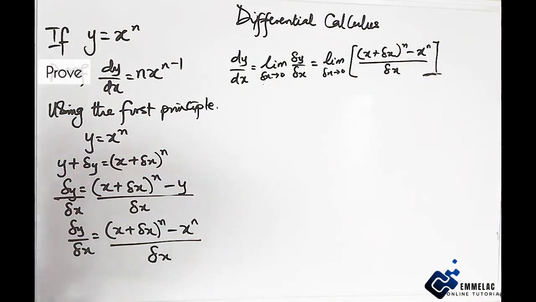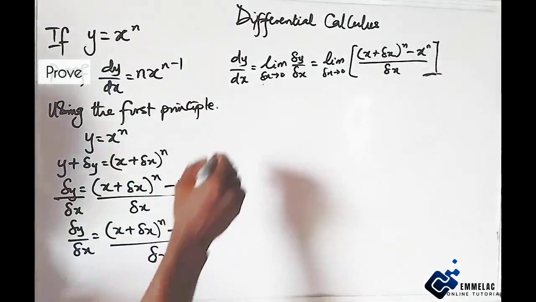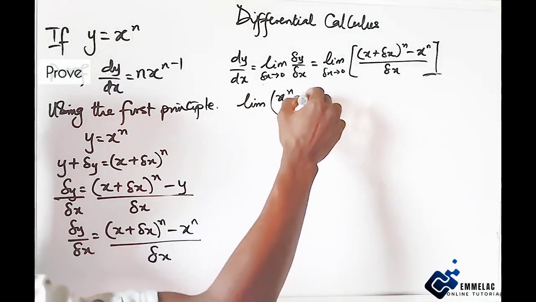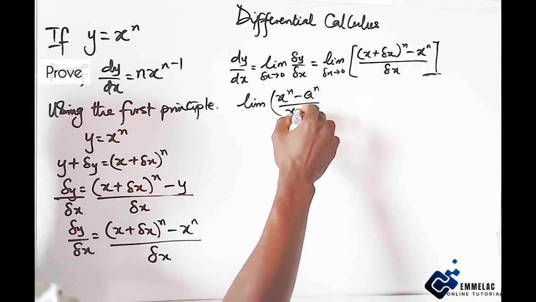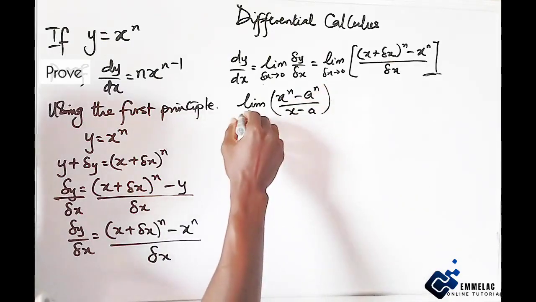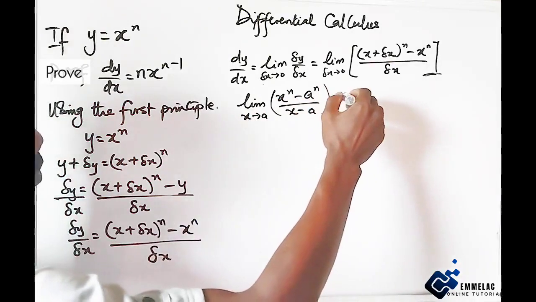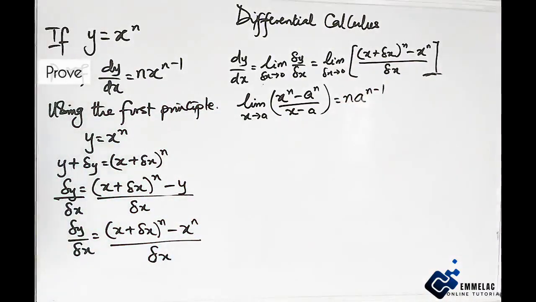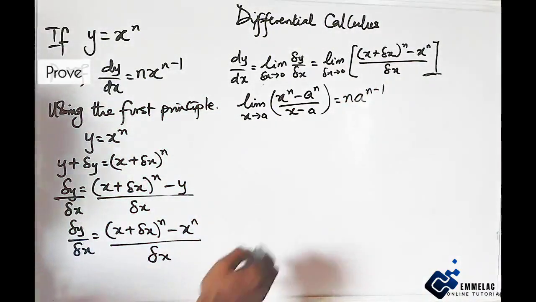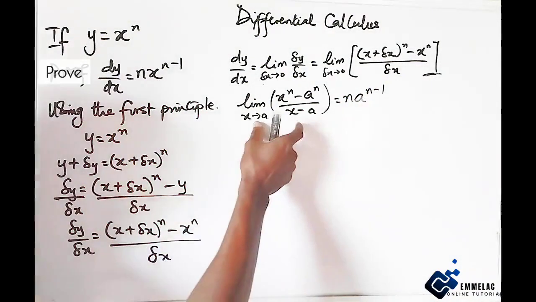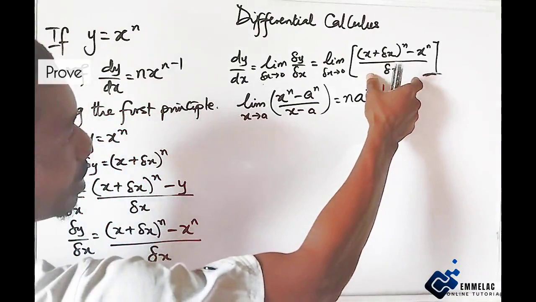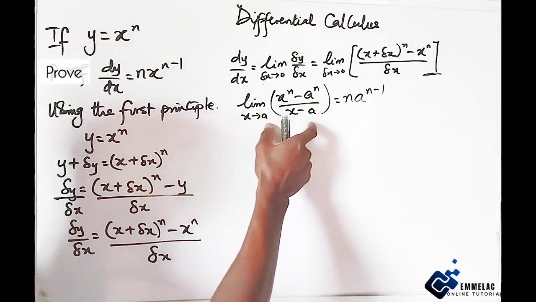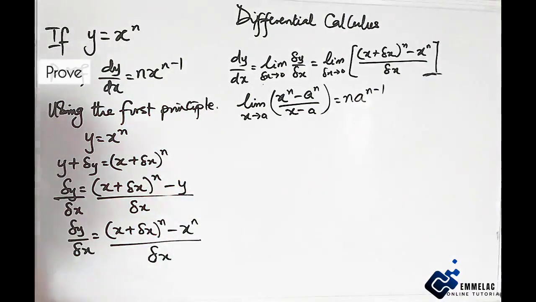Now we have to employ a theorem in limits that says the limit of x to the power of n minus a to the power of n all over x minus a, as x tends to a, equals n a to the power of n minus 1. Now what we need to do to achieve this result from this theorem is to ensure that this function corresponds to the function of this theorem. So how then do we do that?